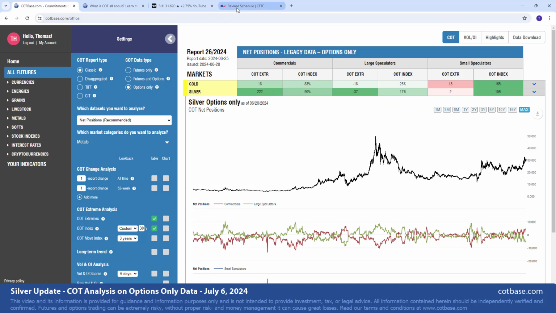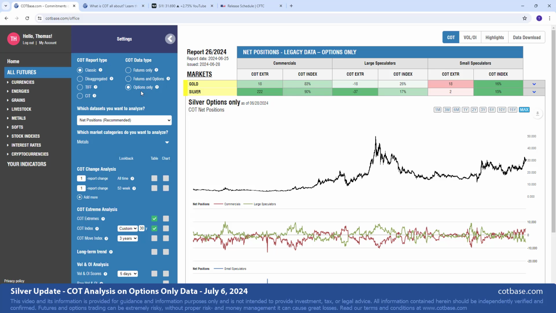So if you go to CFTC, you will find that the commitments of traders report is issued in two formats, futures only and futures and options. But here at COTBASE.com, we decided to come up with a solution to bring you options only. So we subtracted the futures data from futures and options to get the options only data type. And it's quite interesting, guys.